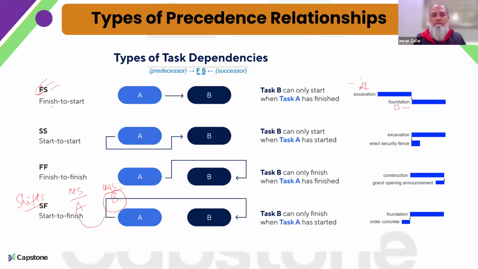So based on the nature of work or how different activities are dependent on each other, we can utilize these kinds of dependencies, which we can then display or portray through our network diagram. So I hope these four are clear to all of you. If you have any question related to this, you can ask, else we can move forward.